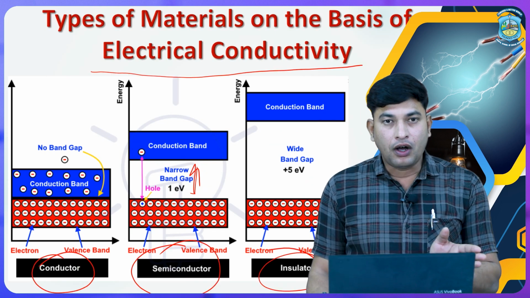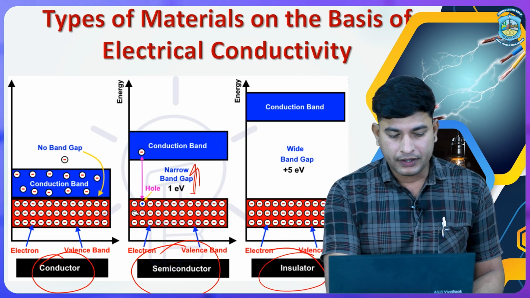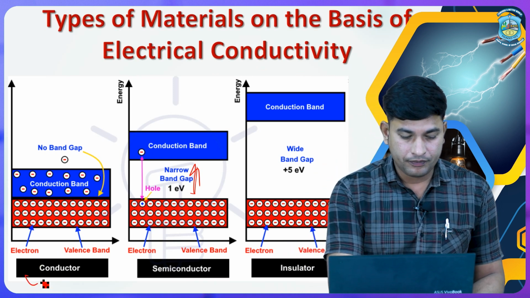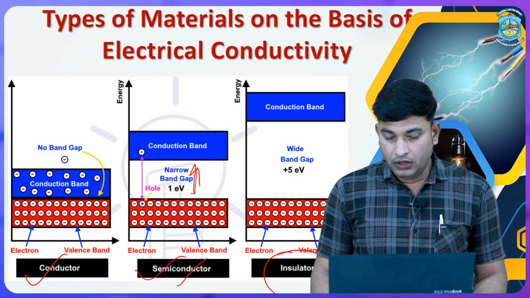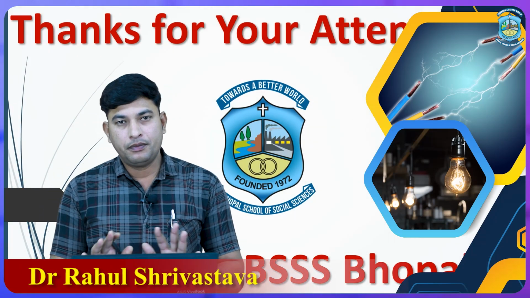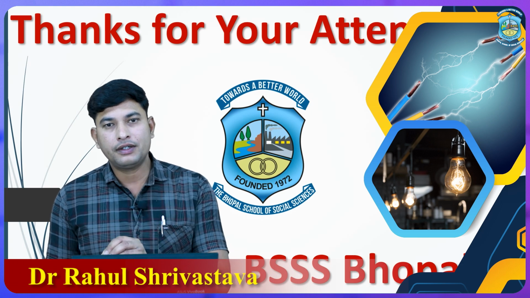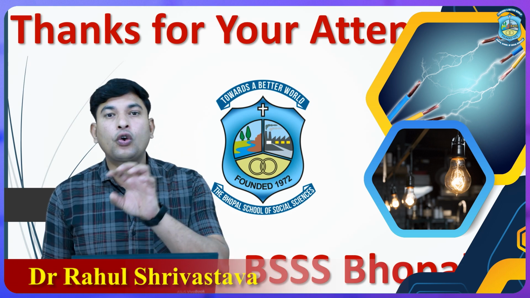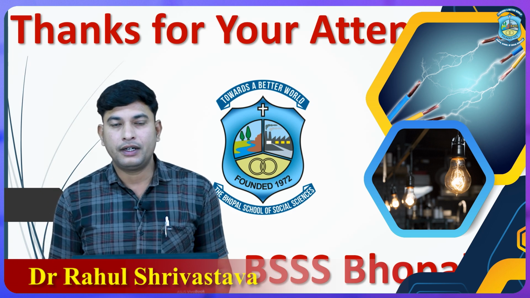So this is how we can classify various types of materials on the basis of electrical conductivity: conductors, insulators, obviously, and semiconductors. For this particular lecture, electrical conductivity has been described to you, and this is how we can say how good a conductor a material is, or whether the material is a conductor or not, and these are all the basics of electrical networks.